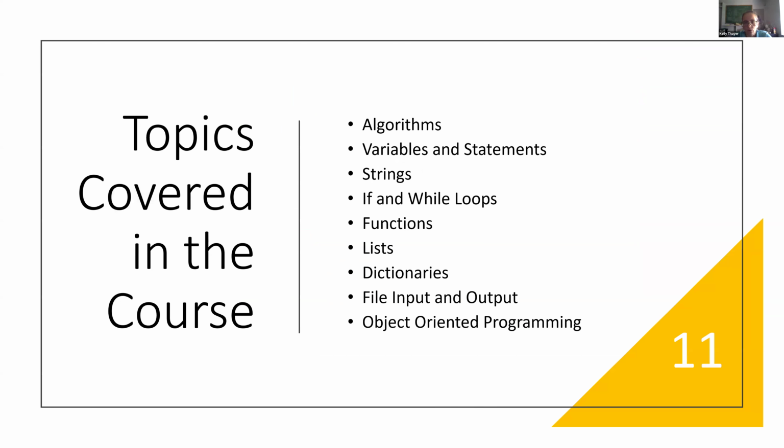The topics covered in the course would be algorithms, variables, and statement strings, processing, so if and while loops, functions, lists, dictionaries, file input and output, and object-oriented programming. So this is for the complete course. Basically, we get up to these topics right here. So lists, dictionaries, file IO, and object-oriented are in the second half of the course. So basically we divide it into 2 sets of lectures.